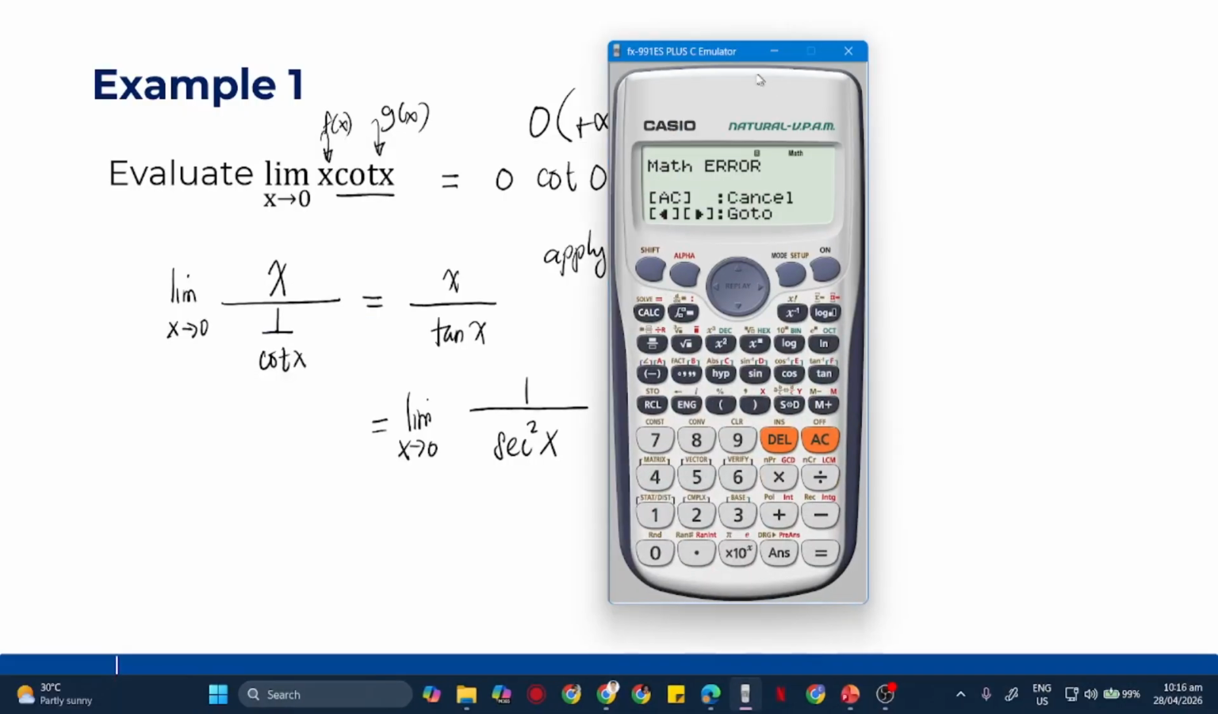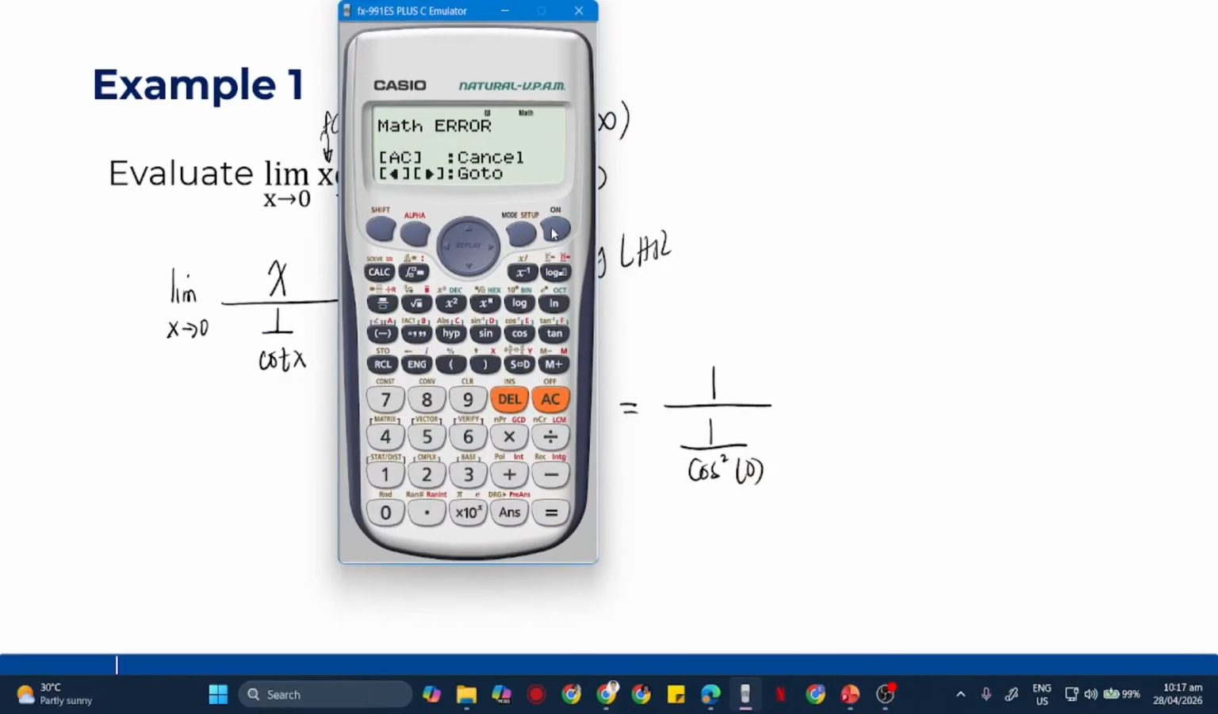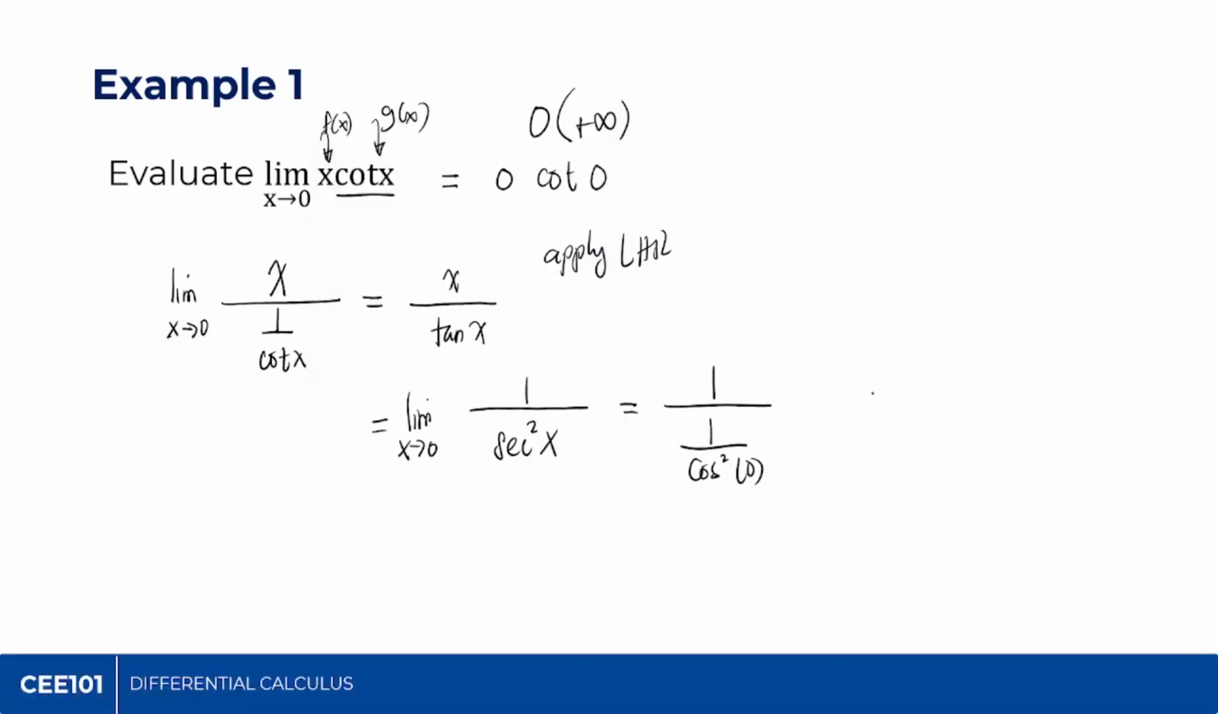So, kung kukunin natin yung calculator natin, then if we will be evaluating that one, okay, 1 divided by 1 over cosine, okay, cosine 0, then square, okay, you would get 1. So, this one is equivalent lang sa 1. Okay. Basically, yung limits ng etong function na to, x cotangent x as x approaches to 0, is equivalent lang sa 1. Okay? I hope nakuha nyo, no?